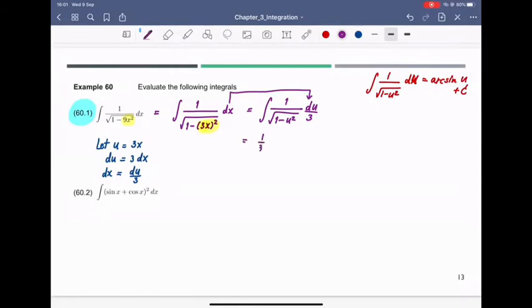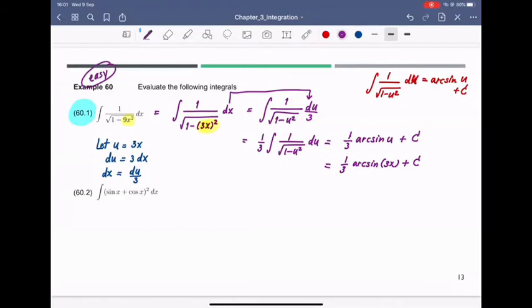Now I pull out my 1/3. So I have the integral of 1 over square root of 1 minus u squared du. So that means I get 1/3 times arc sine u plus c, right? And then that means 1/3 times arc sine 3x plus c. All right, done. This is still easy. A little bit almost medium, but still an easy one.